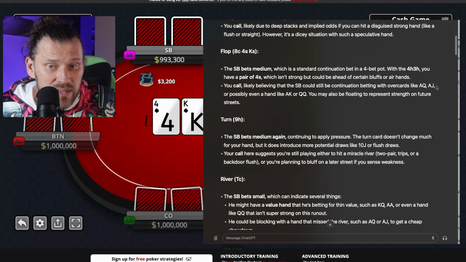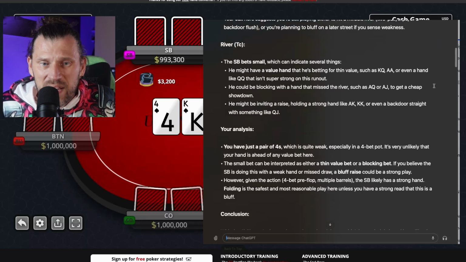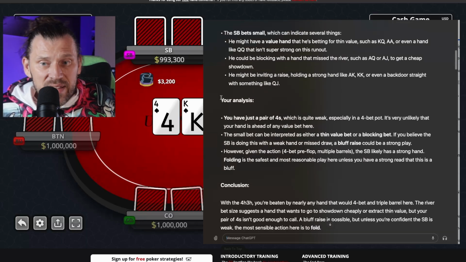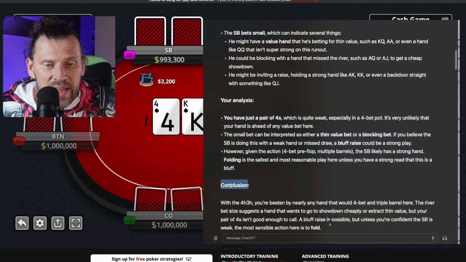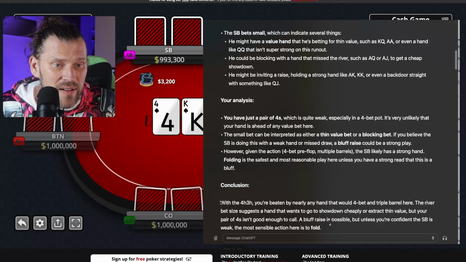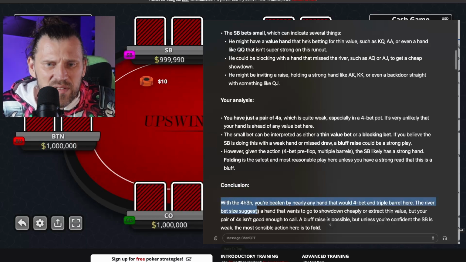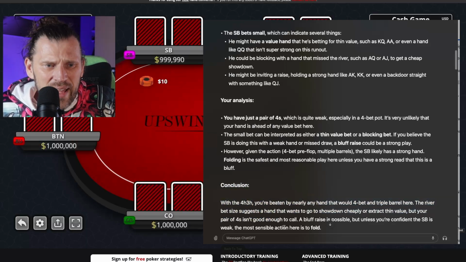GPT-4o gives back quite a detailed and mostly spot-on analysis. We're really interested in the river decision, of course. Well, with a bottom pair and an opponent betting all rounds, we're almost never ahead, right? The most sensible action here is to fold.